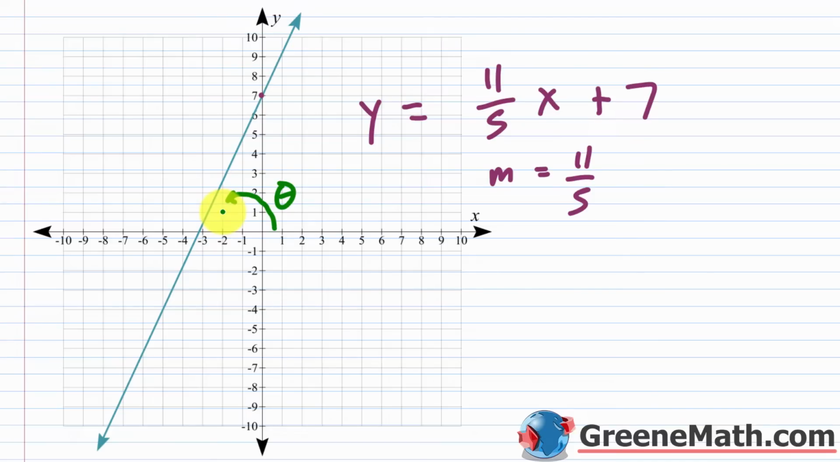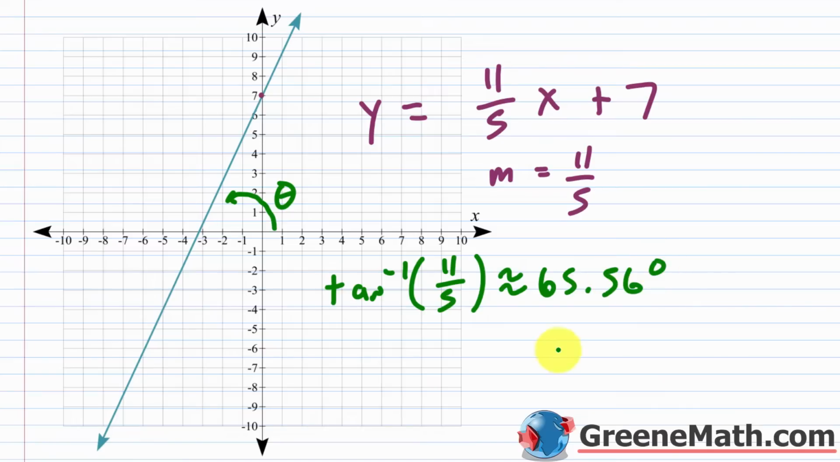So it's real easy to find. You just say that the angle, theta, is found by the inverse tangent of the 11/5. So just plug in your slope there, and you're going to get that this is about 65.56 degrees. So we would say theta is equal to this, and then over here, you could say this is approximately 65.56 degrees.